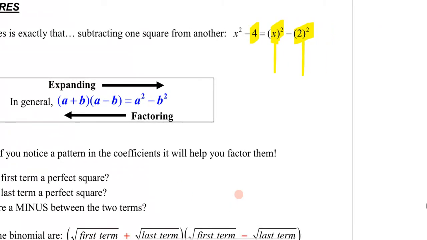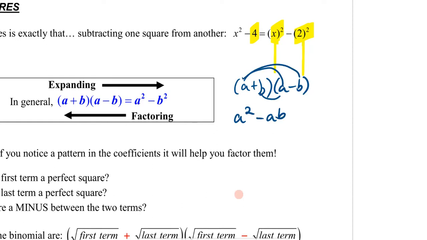Well, if I took a plus b in brackets times a minus b in brackets, and I expanded this, the distributive property tells us I would have a times a, which is a squared, a times minus b, which is minus ab, b times a, so plus ab. Again, the commutative property allows me to switch them because they're being multiplied. And then b times b, which is minus b squared. And notice the two middle terms cancel each other out because one is minus and the other one is plus. And then you're left with a squared minus b squared. And this is your difference of squares.